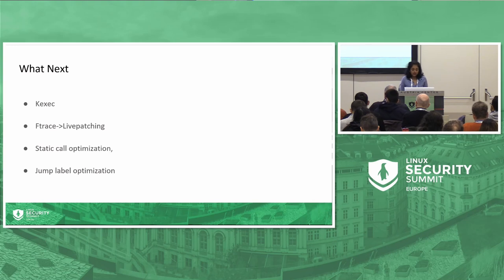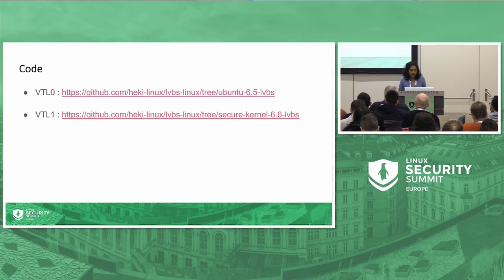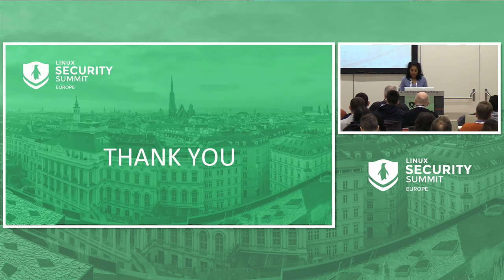So what is next for us? We do want to enable all these other text patching features that we talked about. And I do have the code uploaded to GitHub, everything that we have done so far with the 6.6 kernel. And we are planning to send out the first set of patches to the mailing list for review and comments and things like that. And that brings us to the end of this presentation.